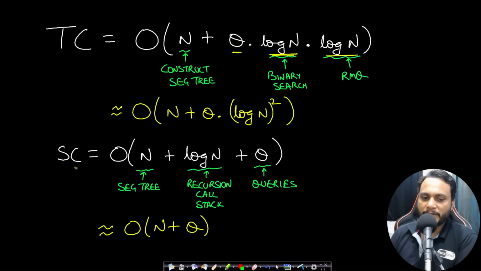And the space complexity will be order of n for the segment tree, and for the recursion call stack of the segment tree it will be log n, because you know that the height of the segment tree is log n. And since you have q number of queries, storing the answer will require extra space of q. But if you don't consider the answer to be extra space, then the extra space will be order of n.